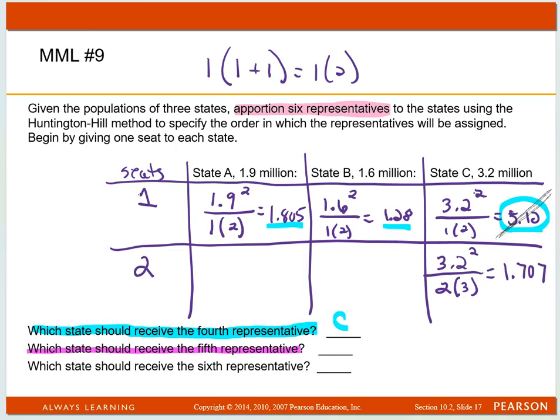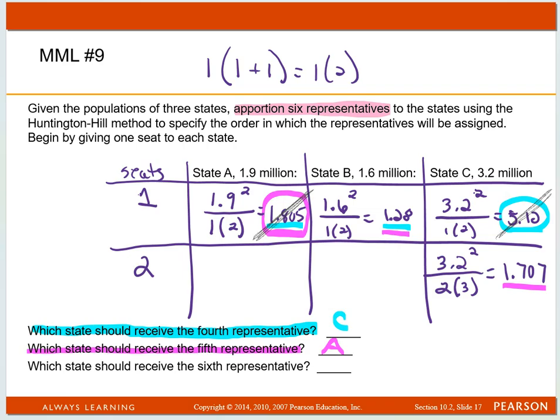So now I want to know which state should receive the 5th representative. So I now have to compare this number, I didn't cross that one out, with this number, didn't cross that one out, but with this new Huntington Hill number. Because you can't use the 5.12 again. You have to get a new Huntington Hill number based on the number of seats, which is now 2. Okay? And based on those 3, 1.805 would be the biggest. And that goes to A. So A is right there. But I can't use that number again.